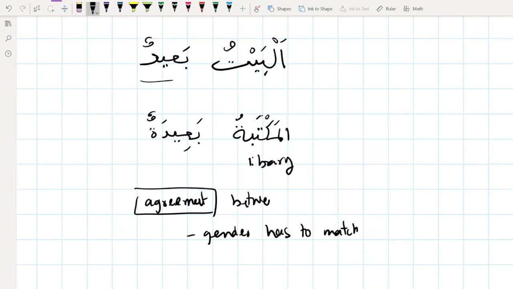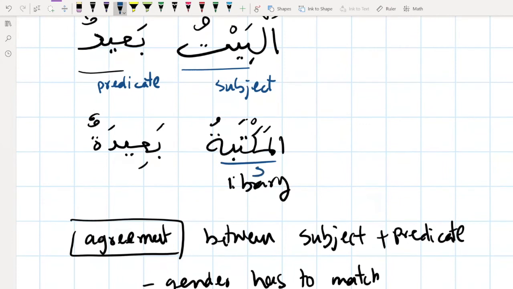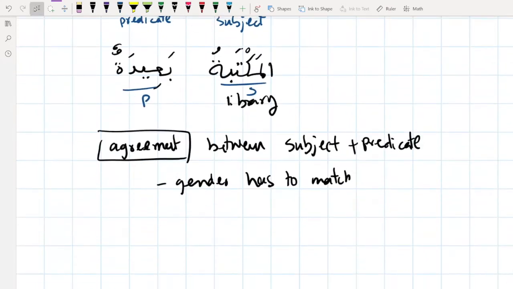Even between subject plus predicate. So what I am saying here is this is your subject, right? Subject, and this is your predicate. Yes, guys? Subject and predicate. It doesn't matter how big the sentence gets, as long as it is a nominative sentence.